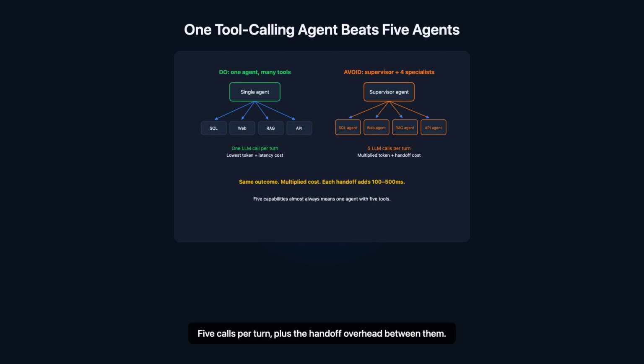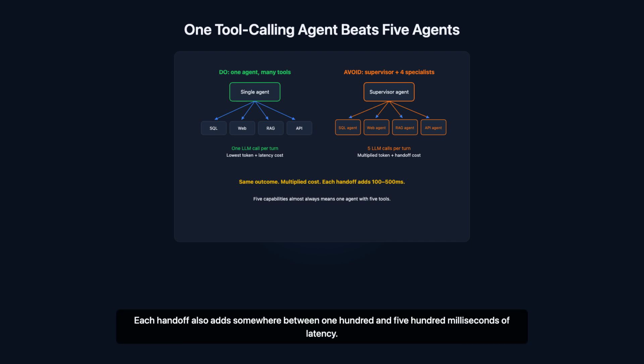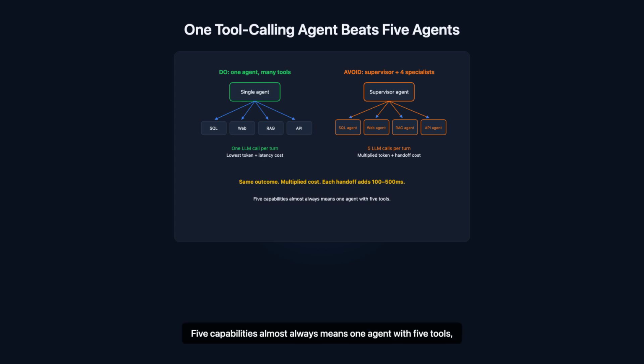Same outcome, but every extra agent multiplies your token spend, because the conversation context gets resent through each one. Each handoff also adds somewhere between 100 and 500 milliseconds of latency. 5 capabilities almost always means 1 agent with 5 tools, not 5 agents behind a supervisor.